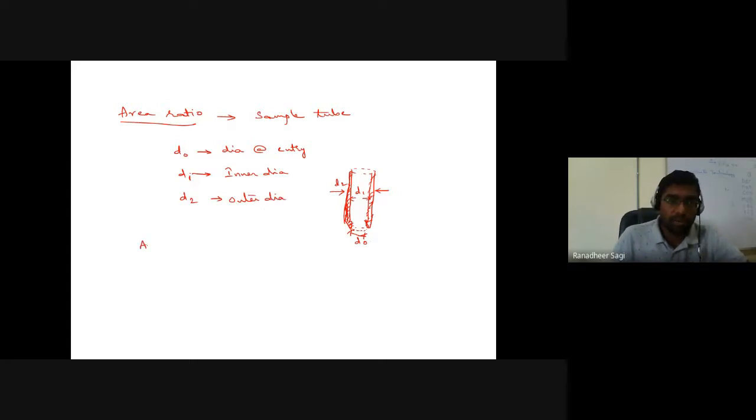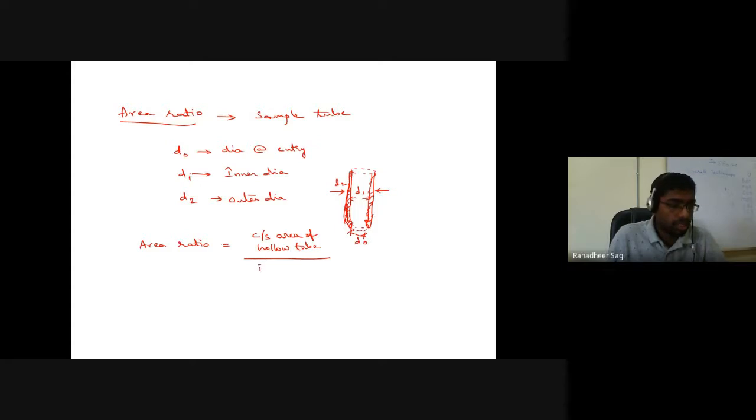Here I am going to define a term called area ratio, which is defined as the cross-sectional area of the hollow tube divided by the total area of the tube. If you want, if you multiply by 100, it gives you the value in percentage.